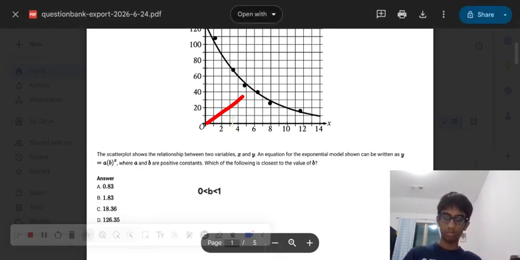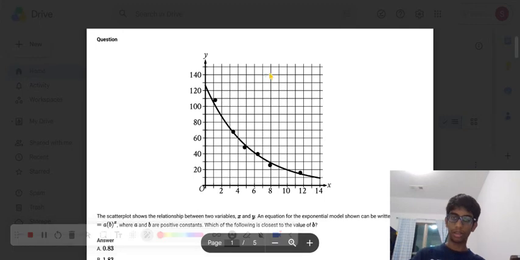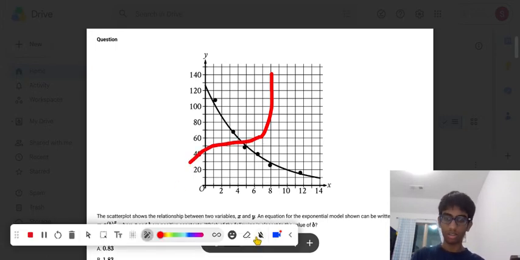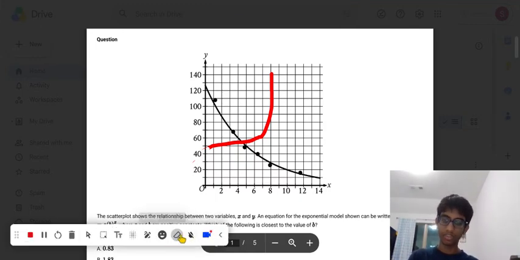Let me restart that one. It'll be more exponential in this sort of way. Of course, this is a really bad drawing. Please forgive that. But you understand, right? It will be exponential in the positive direction, like this. However, it's actually decreasing and not increasing.